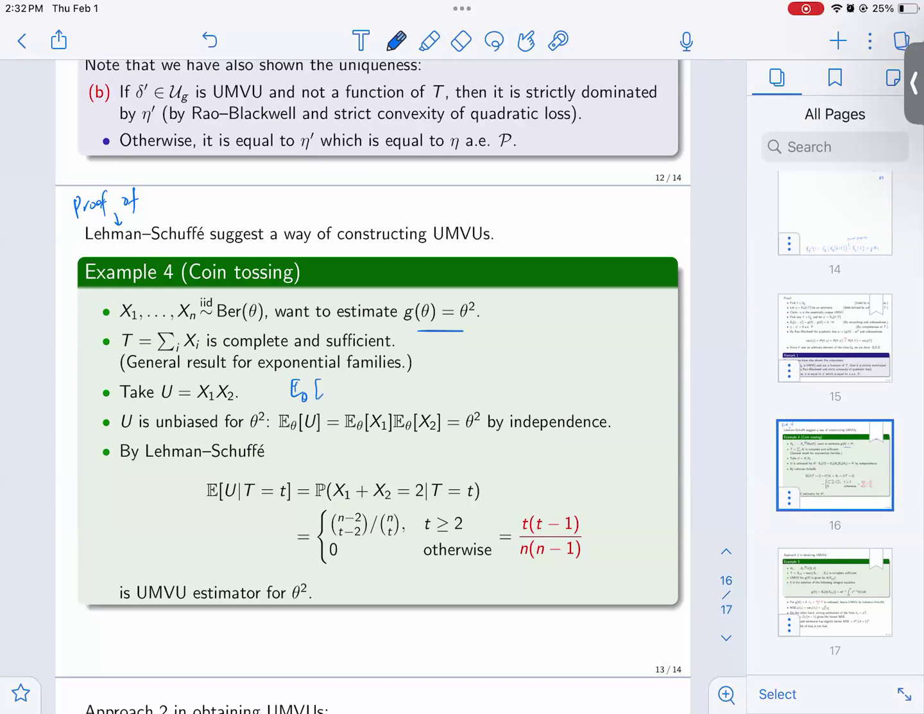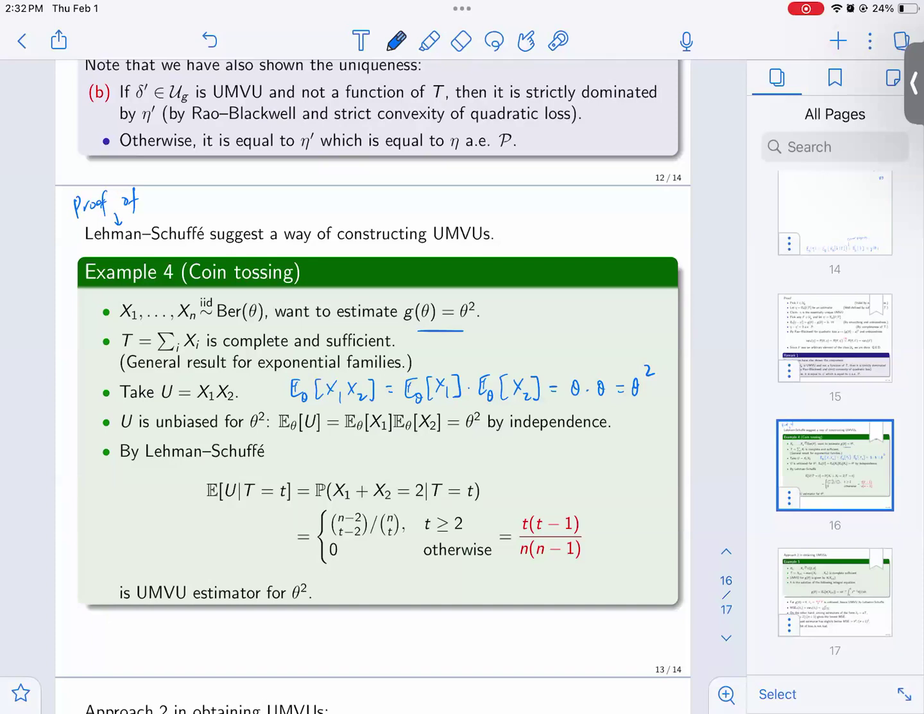Yes, they're independent. And each one of these expectations is theta. So it's quite easy to construct an unbiased estimate of theta squared. But it's not a particularly good estimate. If n is equal to 2, it's good; if not, then no. So the plan is to condition this on the summation.